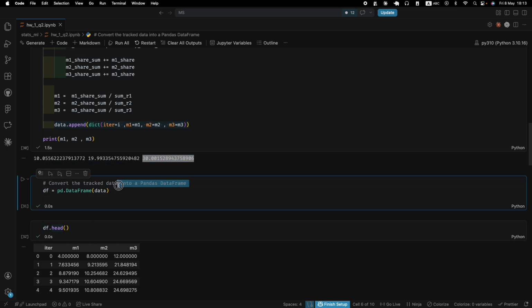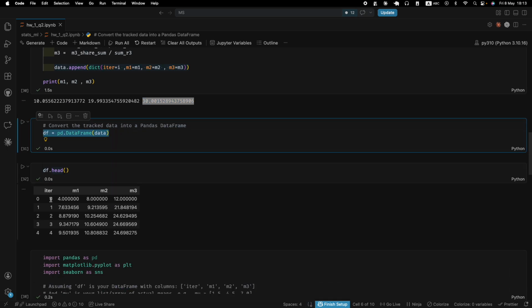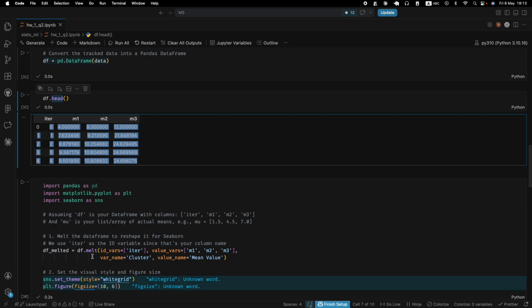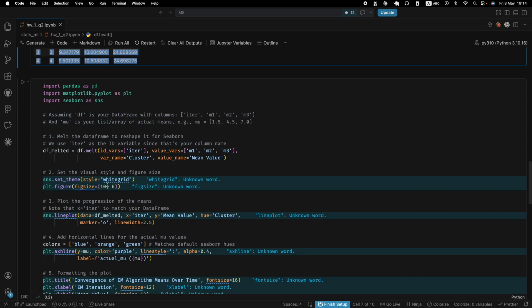Now I just added all of this into a data frame. I show a sneak peek of the data frame and how the values actually change. So we can see M1 started at 4, then it jumped to 7.6, 8.8, 9.3, and then just goes toward 10 in small incremental steps. You can see also M2 and M3, how they change over time.